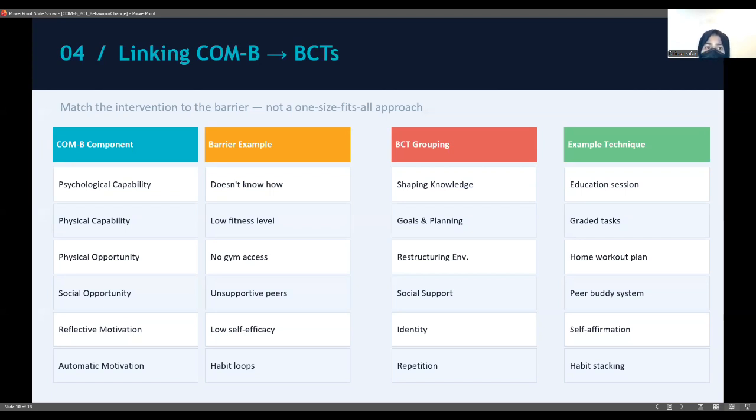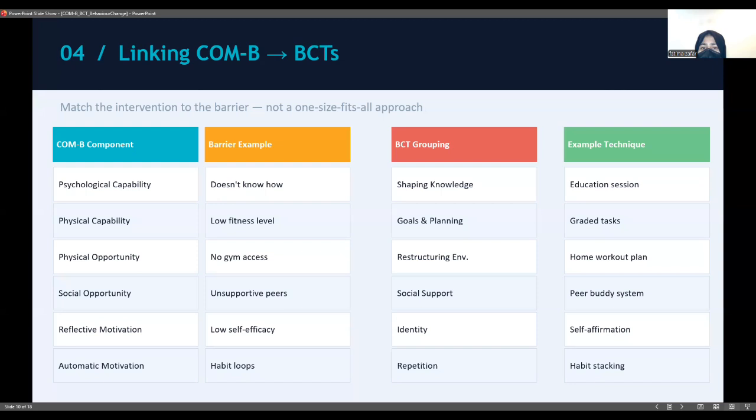So match the intervention to the barrier, not a one-size-fits-all approach. What does it mean? We will see here the COM-B components, that is psychological capability, physical capability, physical opportunity, social opportunity, reflective motivation, automatic motivation. After that, we have studied the barrier examples, that is, does not know how, low fitness level, no gym access, unsupportive peers, low self-efficacy, and habit loops.